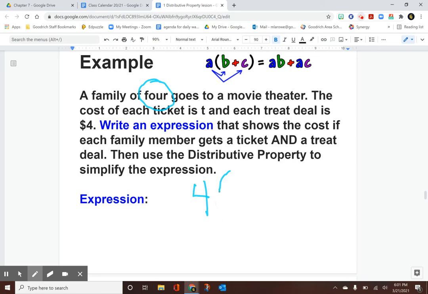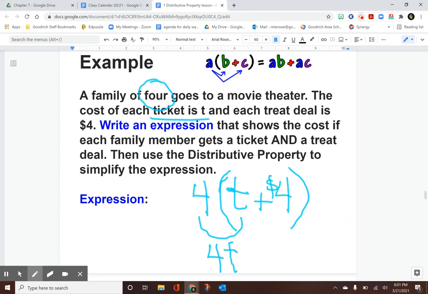And everything that they're going to buy is like this. So I'm going to buy 4 tickets and treat deals. And because the treat deals are $4, but I don't know the price of the tickets, I'm going to write it with a variable t. Now, every ticket is an unknown value. But whenever they tell me tickets today are $8 or however much they are, I need to multiply that ticket cost by 4 because I need to pay for a ticket 4 times so that the whole family gets to go.